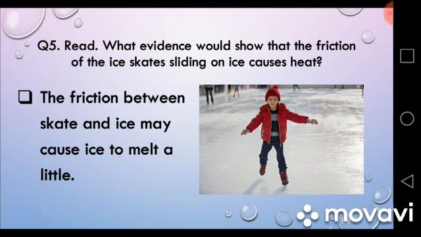Question number 5. You have to read the given passage in your book and you have to look at the picture. What evidence would show that the friction of the ice skates sliding on ice causes heat? You may have noticed the ice under the feet of the skater may start melting a little bit. Why? Because when something is heated up, it transforms from the solid to the liquid. Ice is a solid, and when it is heated up, it melts and becomes water. This is an indication that the heat is produced during the skating.